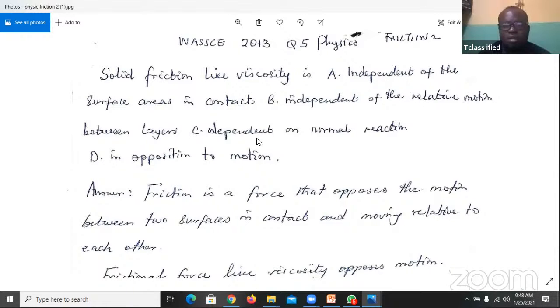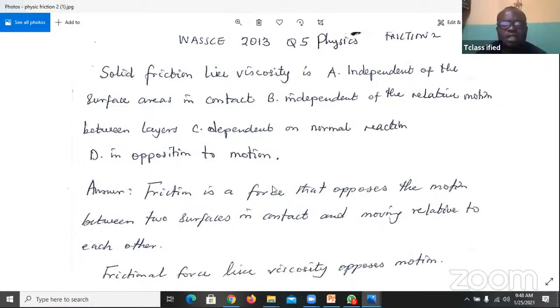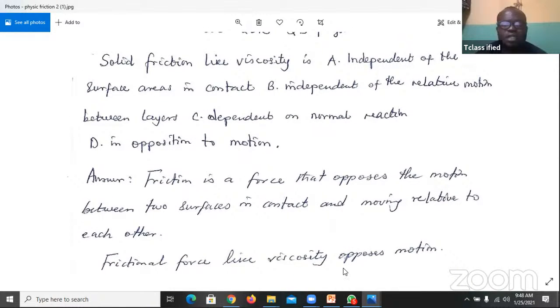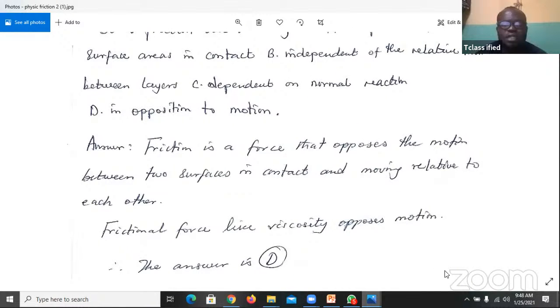C, depends on normal reaction. Then D, is opposite to the motion. We all know that friction is normally opposite to motion. So that makes D the direct answer. Friction is a force that opposes motion between two surfaces in contact and moving relative to one another. So that makes option D the direct answer without any problem.